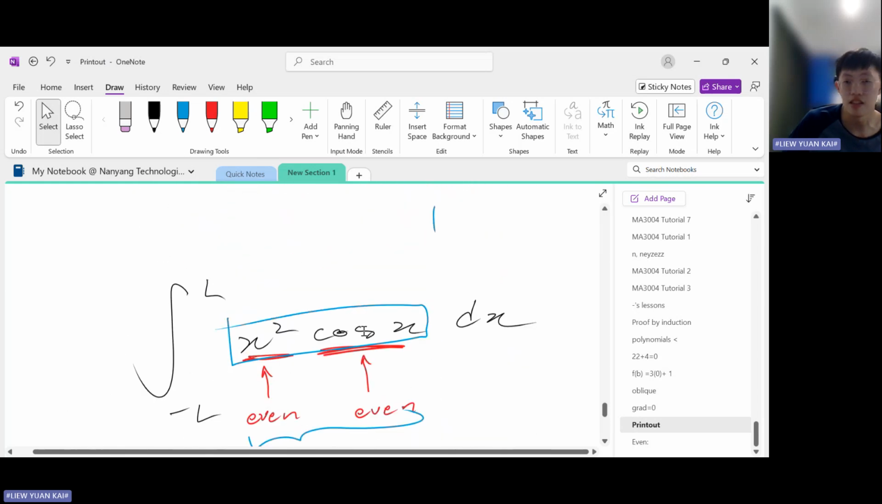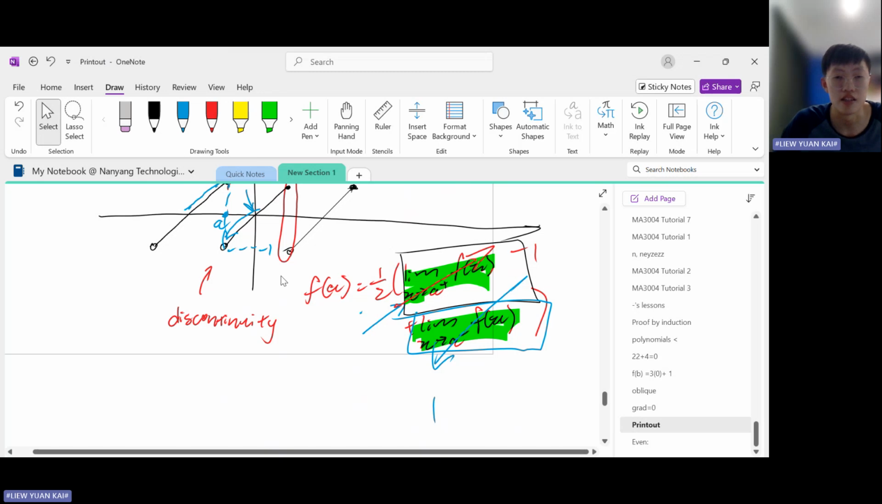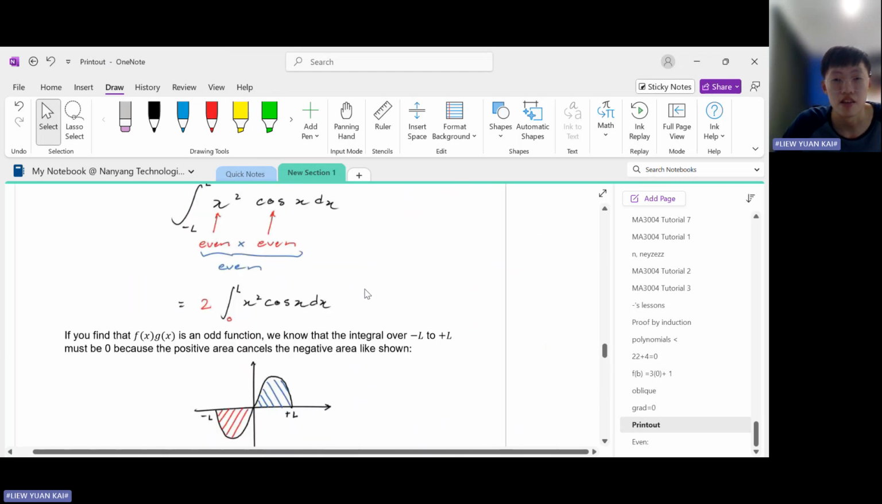So this summarizes the theory behind Fourier cosine and Fourier sine series. In the next set of videos, I'm going to talk about the tutorials.